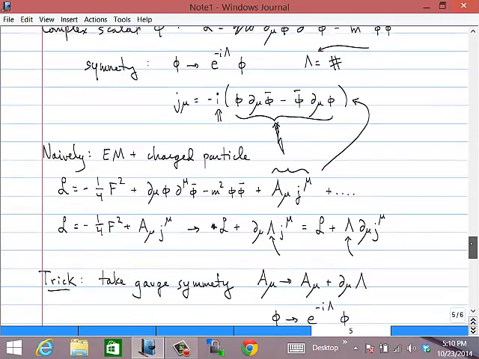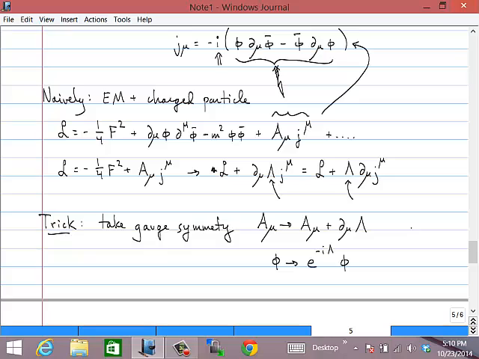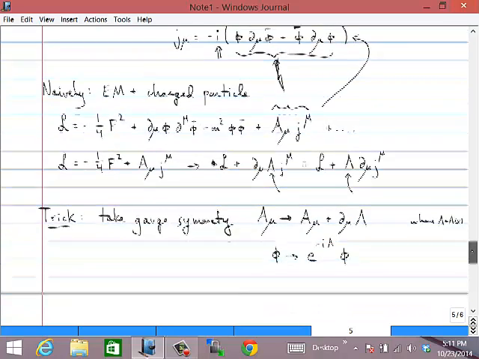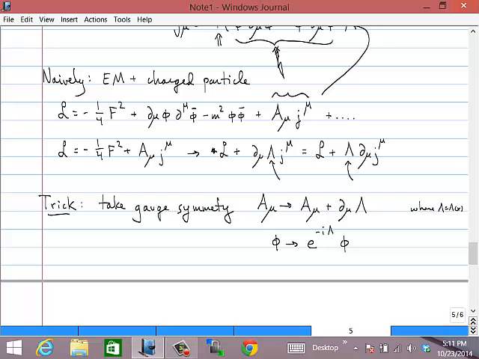The idea being the following. Previously, when we talked about our complex scalar field, lambda, the symmetry parameter, was a constant. But I'm now imagining that it's going to be a function of x. And I'm going to identify it with the gauge parameter of electromagnetism.